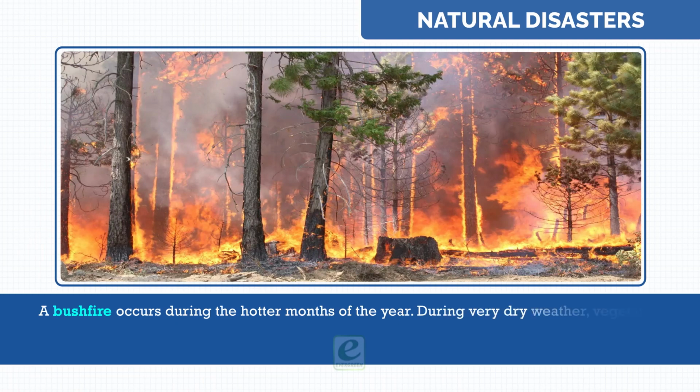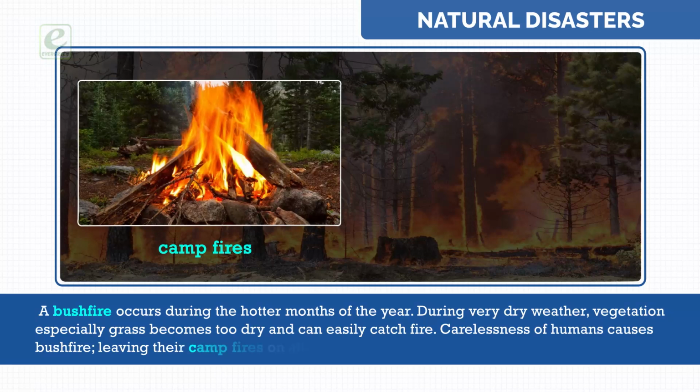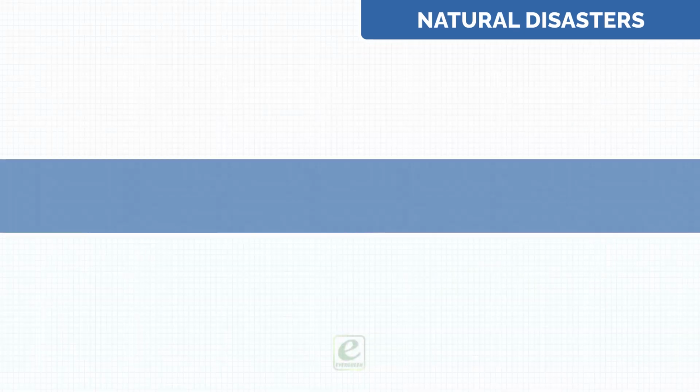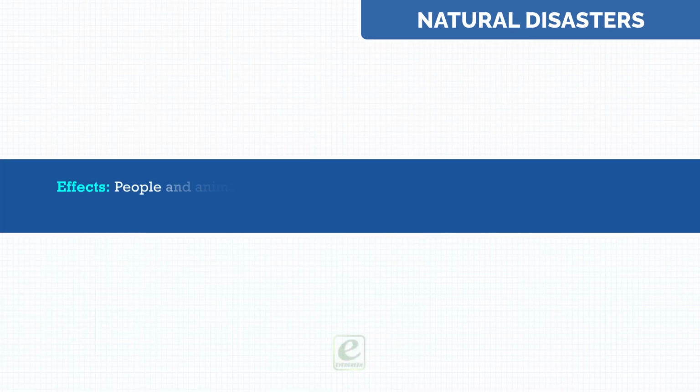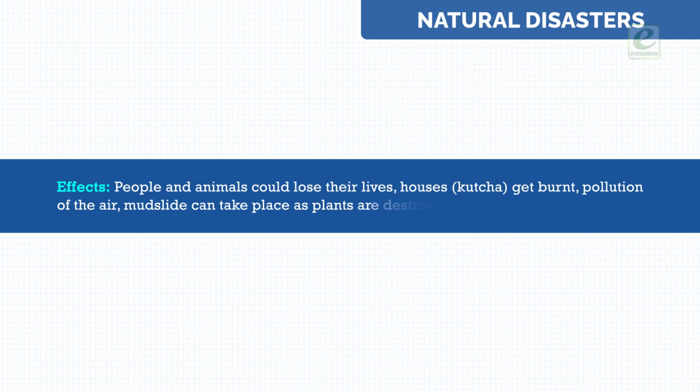During very dry weather, vegetation, especially grass, becomes too dry and can easily catch fire. Carelessness of humans causes bushfire, leaving their campfires on after departing or throwing a cigarette butt. Effects: people and animals could lose their lives. Houses, kacha, get burnt. Pollution of the air, mudslide can take place as plants are destroyed.